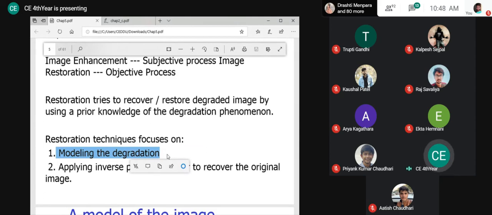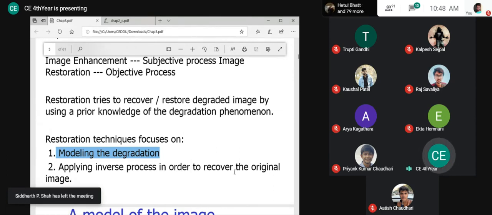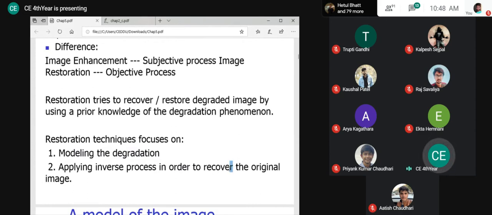Someone will give me this image, which is having motion effect. First of all, I will model the degradation. I will create a model which will degrade my image by the same degree that I already received in that image, right? I will learn how it was degraded, what happened to my original image so that it became the degraded one. So I will model it first. Now I know how it was degraded. Then I will do the same reverse process over there, so that I can recover my image.